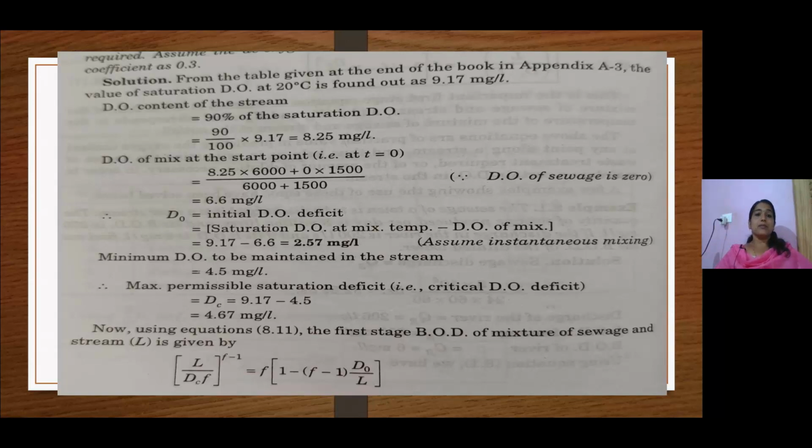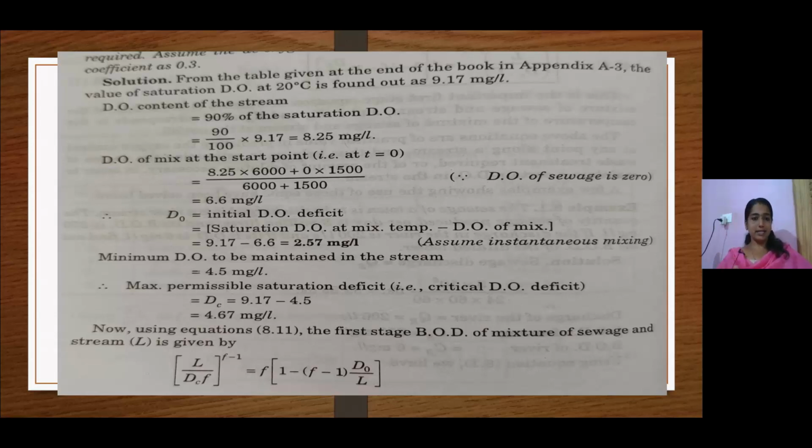Then, here the DO content of the stream, that is 90% of the dissolved oxygen content. That is the dissolved oxygen content we will get from the table, and otherwise it will be given in the question itself. Okay, that is 9.17 milligram per liter and 90% of saturation DO is the DO content in the stream.